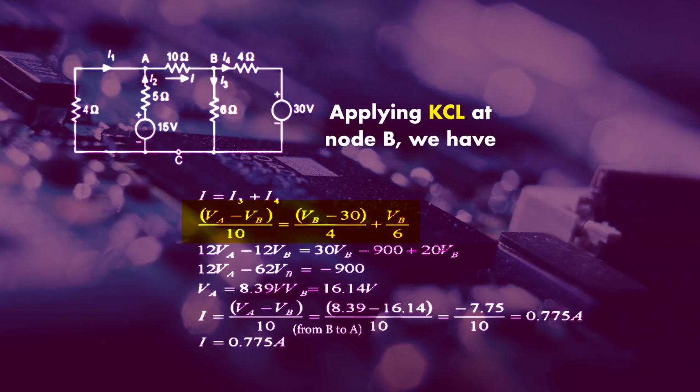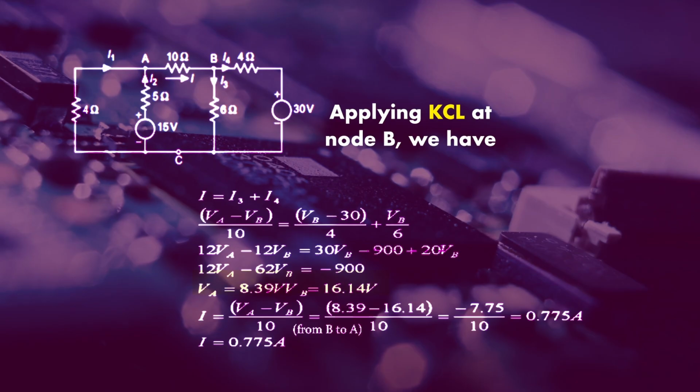And what is the value of I3? I3 is the current flowing due to the potential difference between VB and the reference node. That means it can be written as VB upon 6. After solving this equation, you will get the final equation: 12 VA minus 62 VB equal to minus 900. So now you have two equations and two unknown variables, that is VA and VB. After solving these equations, you can easily find the values of VA and VB.